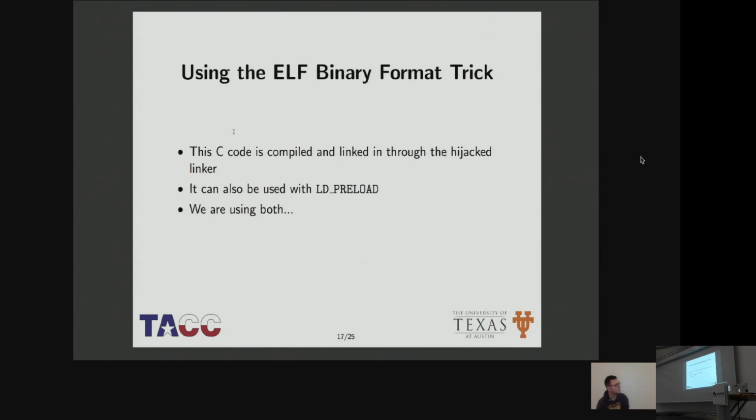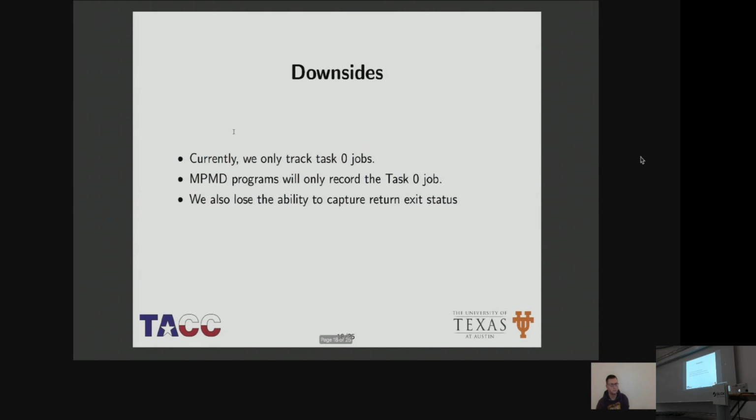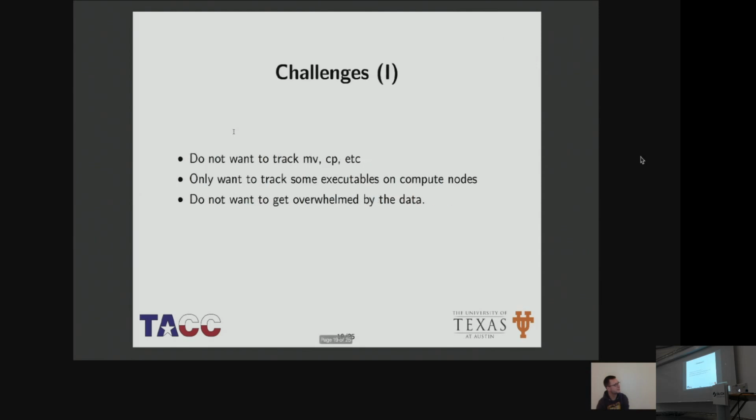All right, I'm running out of time. There are a few issues: we only track task 0 jobs, so if you run MPMD, with an atmospheric and an oceanic code running at the same time, we're only going to get one of them. So one of the challenges, or the advantage, of XALT 2 is that it tracks everything. The bad thing is it tracks everything.